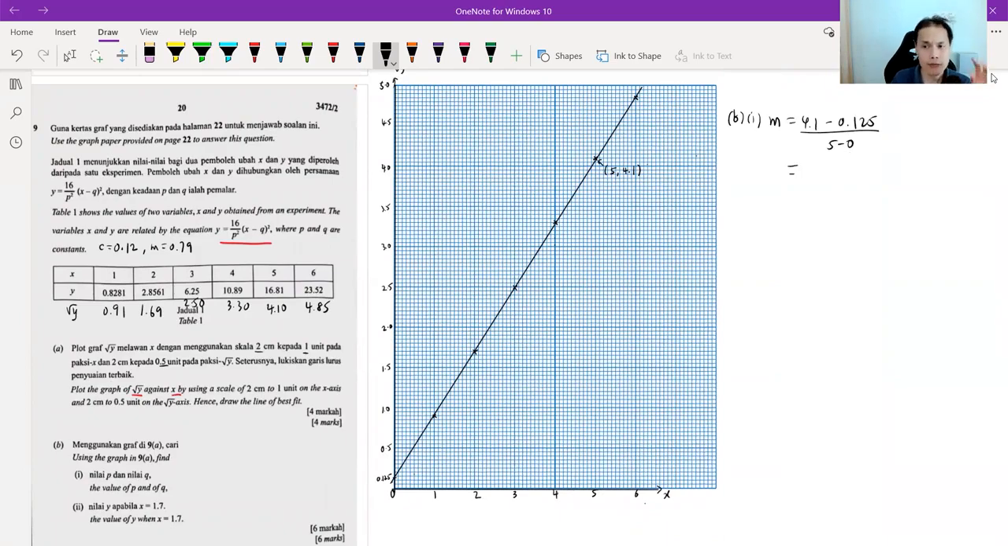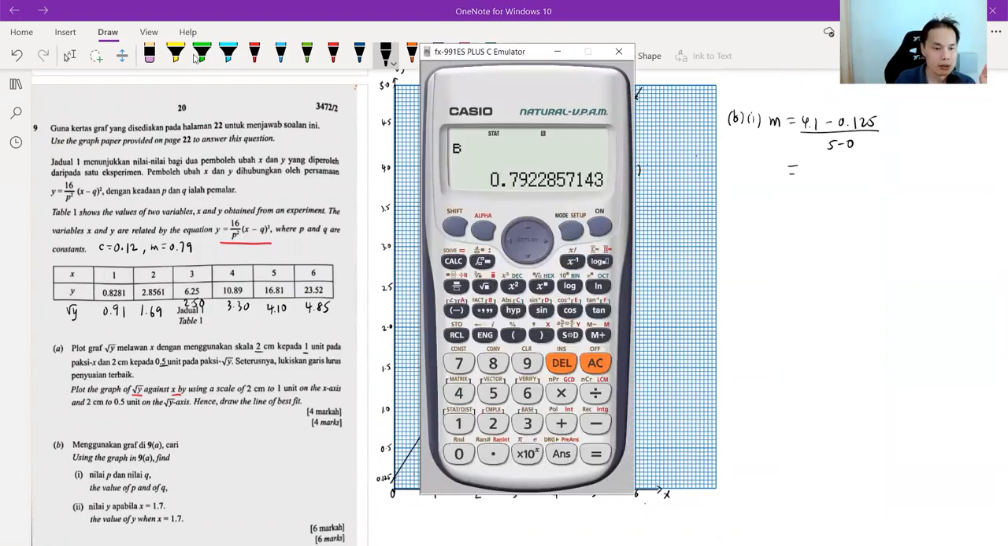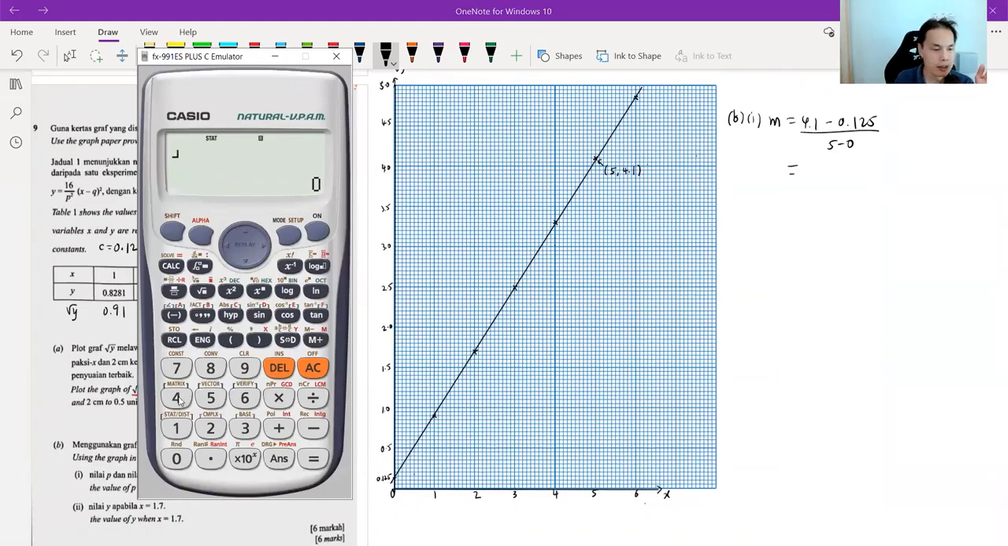Like I say, why use 5 boxes? Because any number divided by 5 is a nice number. So in this case, let's find the gradient by taking 4.1. Oops, change my calculator to normal mode first. 4.1 minus 0.125 divide 5 minus 0. Okay, my gradient is 0.795.